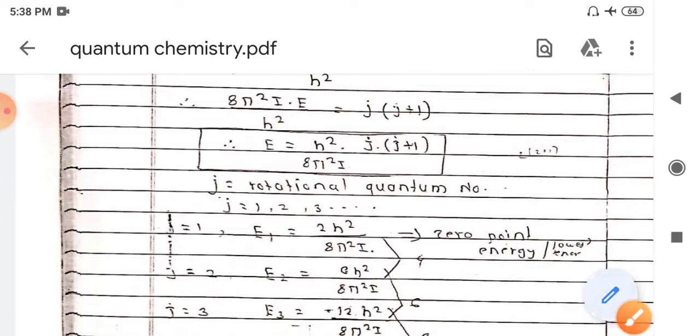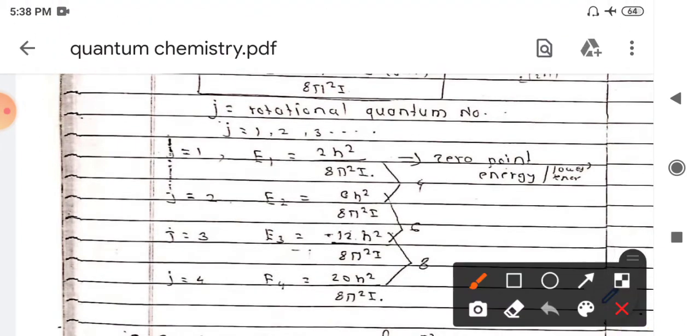So this new quantum number, the rotational quantum number, has been introduced by using the T equation. For j equals 1, the first energy is h square upon 8 pi square I. This is nothing but the zero point energy or the lowest energy. For j equals 2, it will have 6 times this whole constant value. Here it is 12, here it is 20.